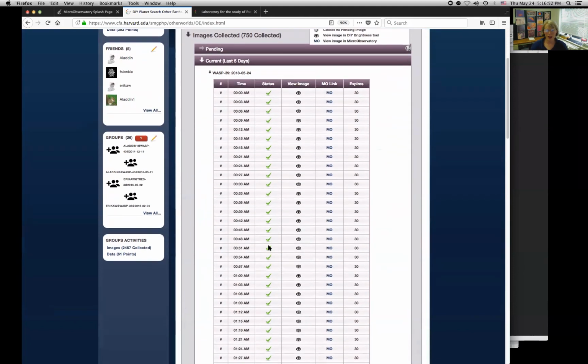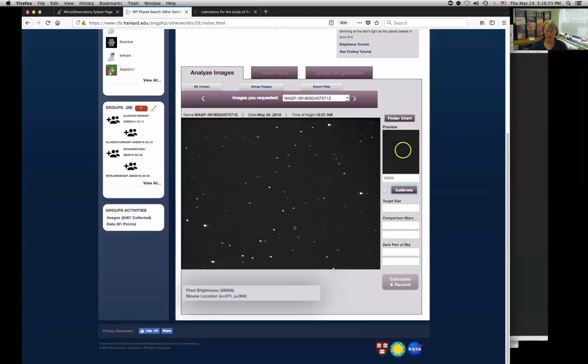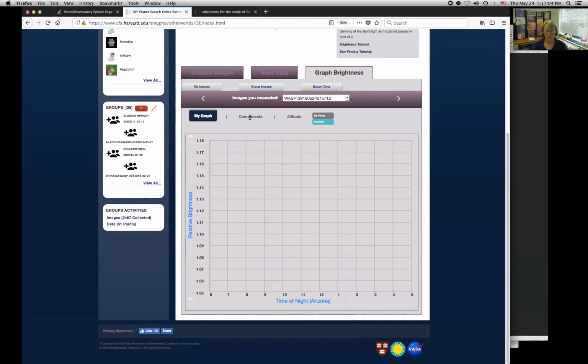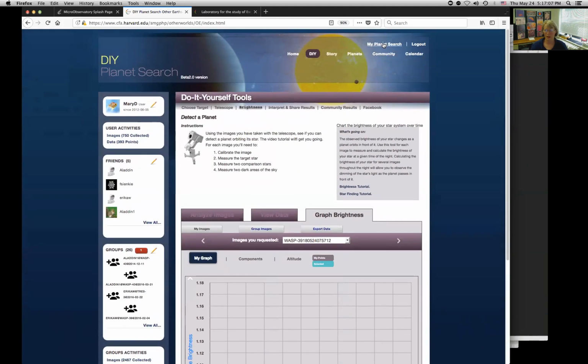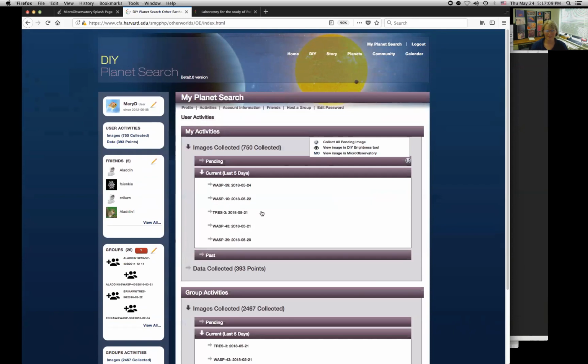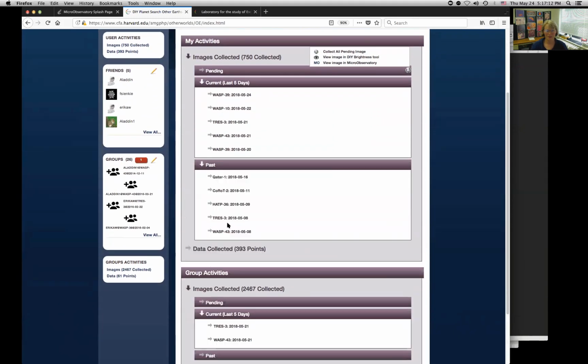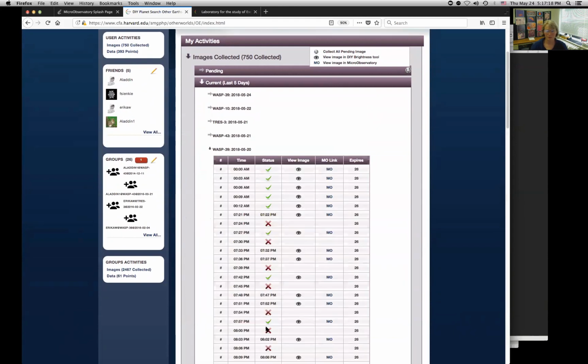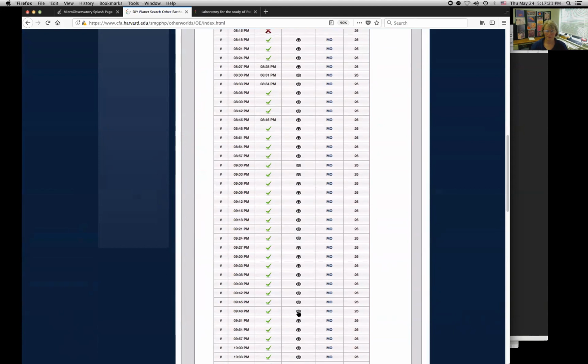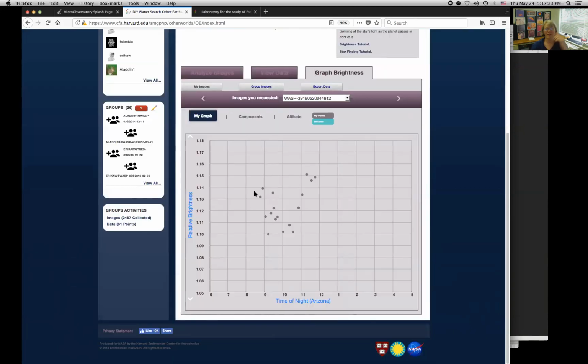Here's WASP 39. I think I took a bunch of measurements of this. Let's check. Again, I'll graph brightness here. No, I did not do this graph. WASP 39. I know I have a WASP 39. Let's find it. Past. Oh, how about this one? There it is. Okay. So I only did a few points. Really, I should do more before I publish this, but I'm willing to take a chance.